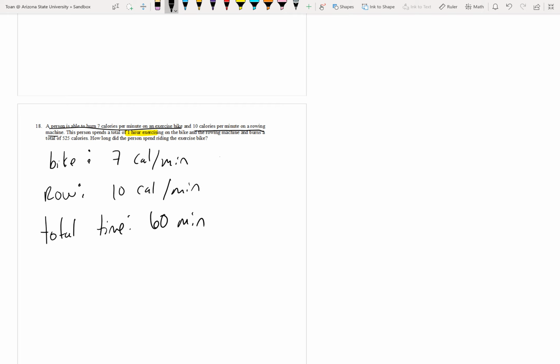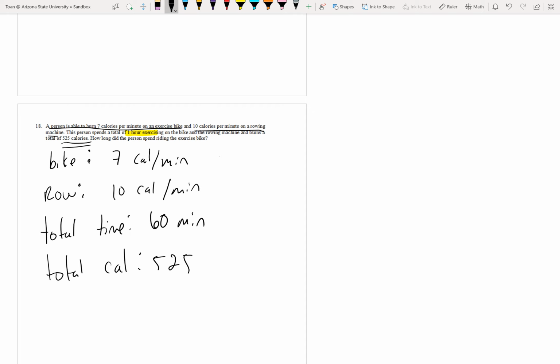And we burn a total of 525 calories. So total calories is 525. How long did we spend riding the exercise bike? And when it comes to word problems, it's sort of logic.